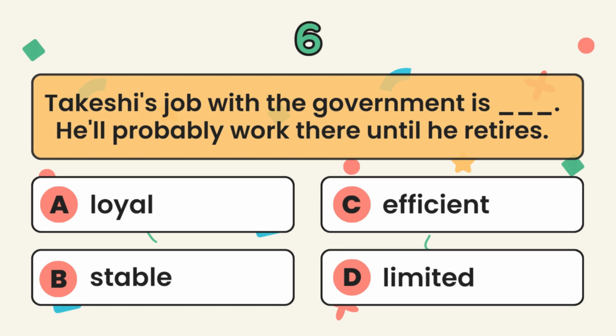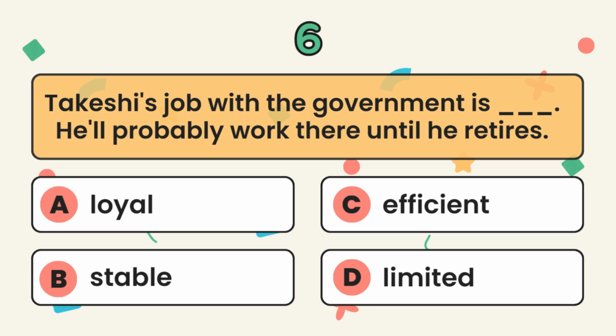So, we will not use the word loyal, because it does not say that he is loyal to his job; he will stay there until he retires. He could be loyal, but that work is not stable for him, and it is also not efficient, and also not limited, since it says at the end that he will work there until he retires. So it is not limited. Stable is the right word since he will probably work there until he retires, because the work he has in the government is stable.